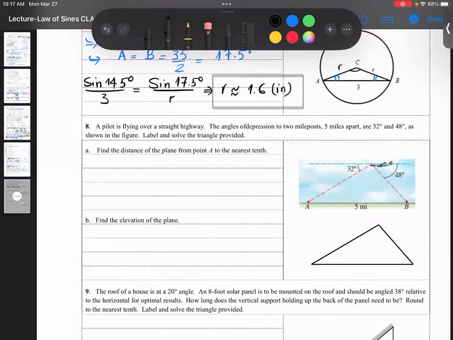Number 8. A pilot is flying over a straight highway. The angles of depression to two mileposts, 5 miles apart, are 32 and 48 degrees, like in the picture. Label and solve the triangle provided.